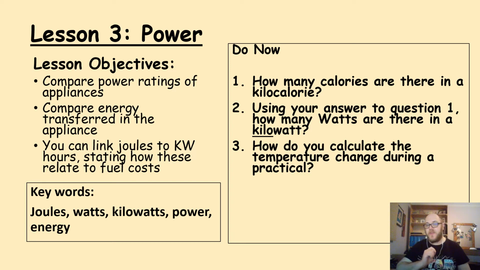Well, you measure the temperature first and foremost. You measure the temperature, normally with a thermometer or a temperature probe, at the beginning of the experiment, and then you measure the temperature at the end of the experiment, and you take away the beginning temperature from the final temperature, and you will have your temperature change.